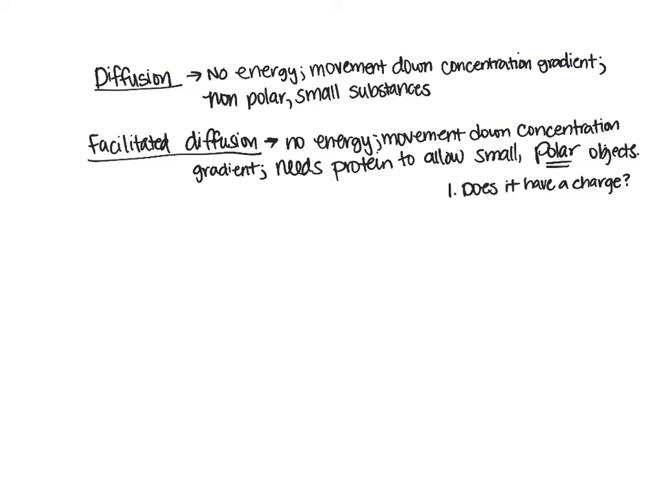Remember that when we talked about the properties of water and the structure of water, we talked about how the oxygen takes the electrons from hydrogen away, creating a slight positive and slight negative charge. Because of that slight negative and positive charge, we described water as a polar object. So you can look at a substance and see, does it have a positive or negative charge to determine whether or not it's polar.